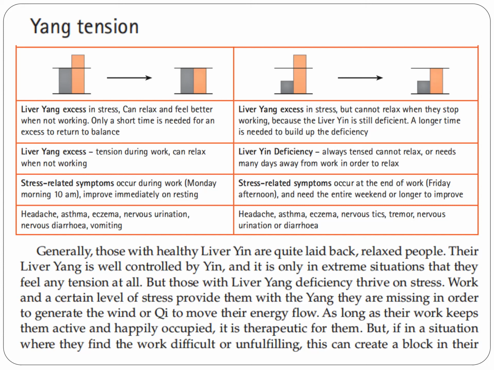Okay? Now, generally, those with healthy liver yin are quite laid back, relaxed people. Their liver yang is well controlled by yin, and it is only in extreme situations that they feel any tension at all. But those with liver yang deficiency thrive on stress. Work and a certain level of stress provide them with the yang they are missing in order to generate the yin or qi to move their energy flow.